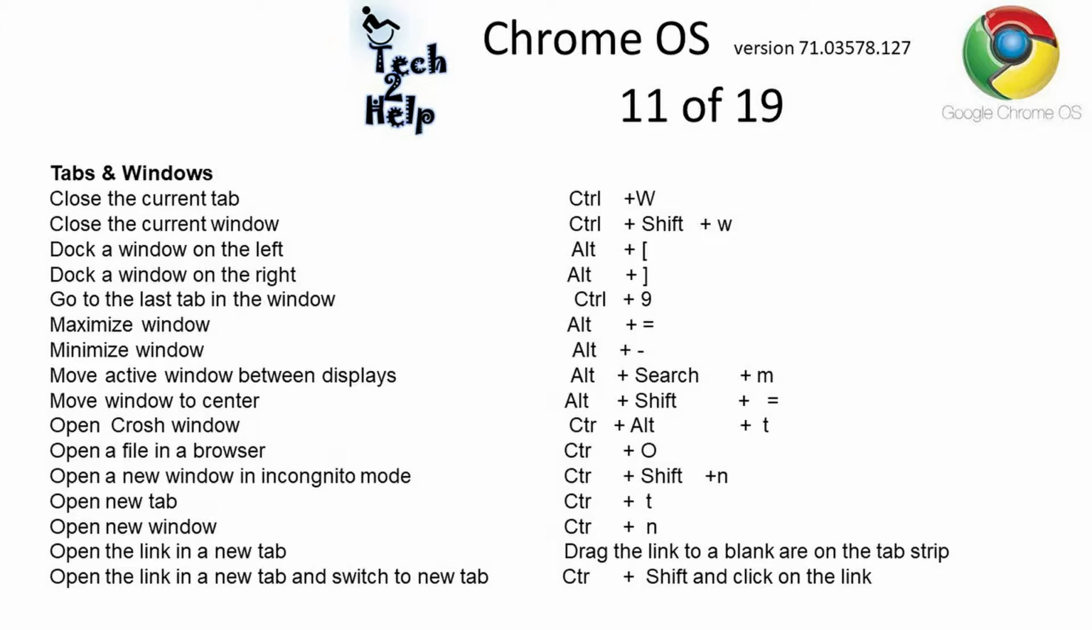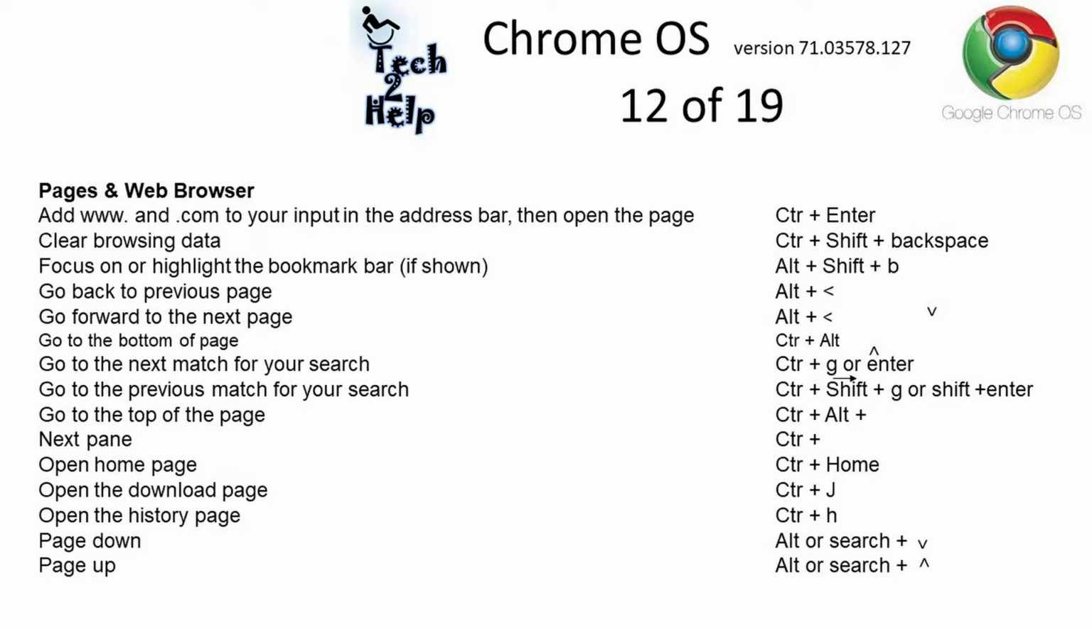Open new tab: Ctrl plus T. Open new window: Ctrl plus N. Open the link in a new tab: drag the link to a blank area on the tab strip. Open the link in a new tab and switch to new tab: Ctrl plus Shift and click on the link. Chrome OS version.